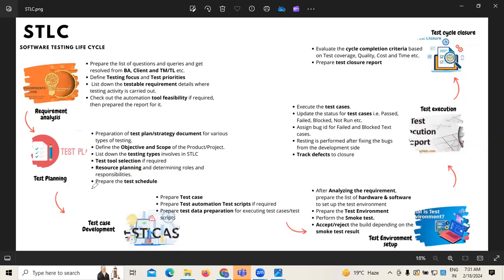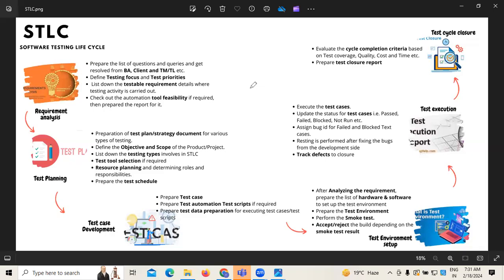Next, they need to prepare a test schedule. Whatever testing they want to do, they have to manage the schedule. They have to prepare the schedule, meaning timelines. How much time will it take? How to perform it? All this comes under the test schedule part. So requirement analysis is the first one. Second, they have to do the test planning, whatever planning is required. All this comes under the test planning part.